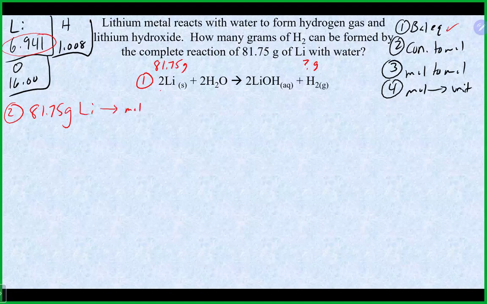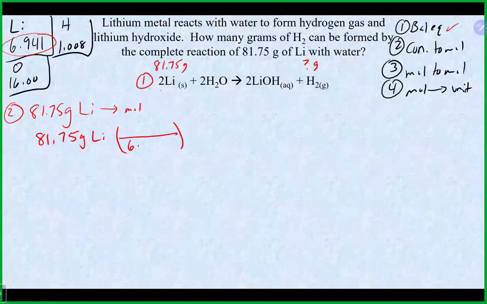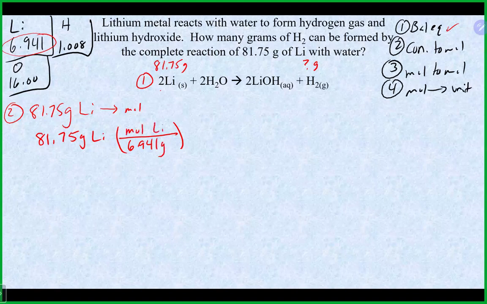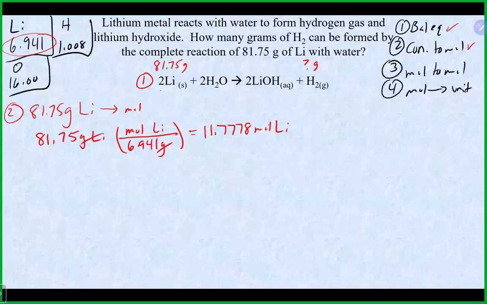So we're going to go 81.75 grams of lithium. We're going to use the molar mass there of lithium, 6.941 grams on the bottom, moles on the top. And again, this comes from the periodic table. And again, if you want to get an answer at this point, you can. If you don't want to, you could actually just continue on with the calculation. And here I will put the answer up. And again, I'm not going to round too much here. 11.778 moles of lithium. So we've now done basically our second step.